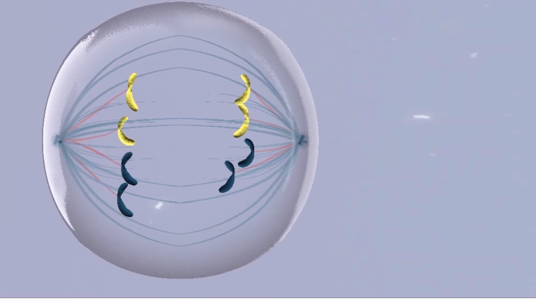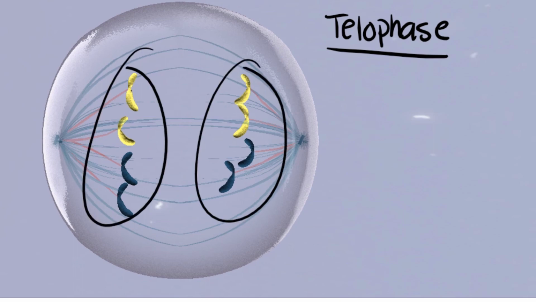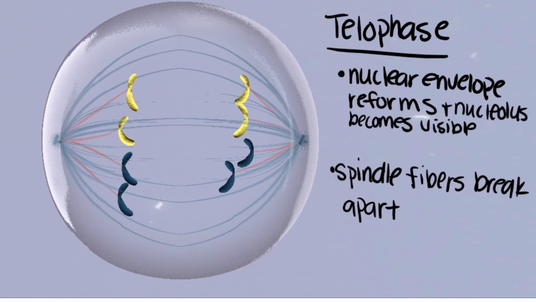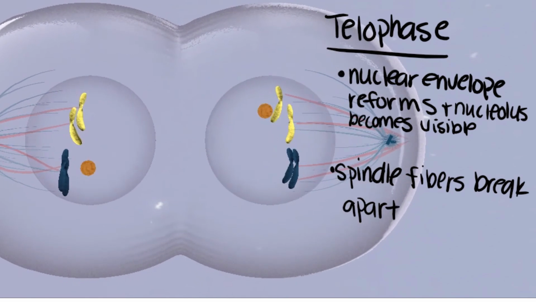The final stage of mitosis is the telophase. During the telophase, the nuclear envelope reforms around each cluster of chromosomes and the nucleolus becomes visible again. And also, the spindle fibers will split up. Here you can see that the spindle fibers have broken apart and that the nucleolus has become visible, and now the nucleus, or the nuclear envelope, is reforming.